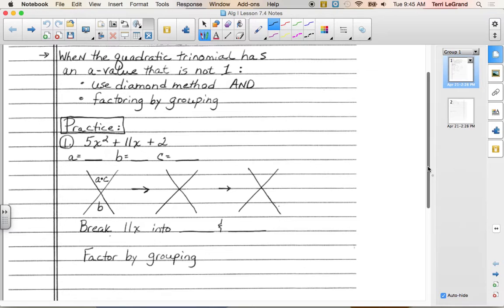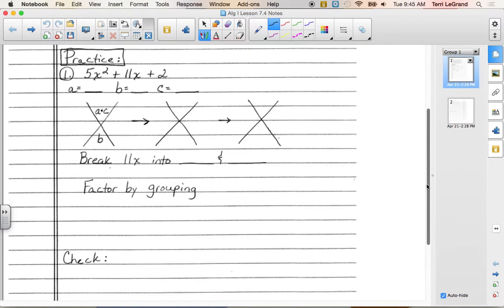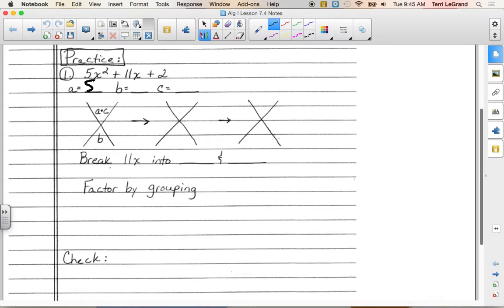So the first one here, we're just going to go right to work practicing because we're ready for this. 5x squared plus 11x plus 2. Just like we did yesterday, the first thing we're always going to do is identify our a, b, and our c. So what's our a? 5. What's our b? What is it? 11. I thought I heard 4. And c is? 2. Okay.